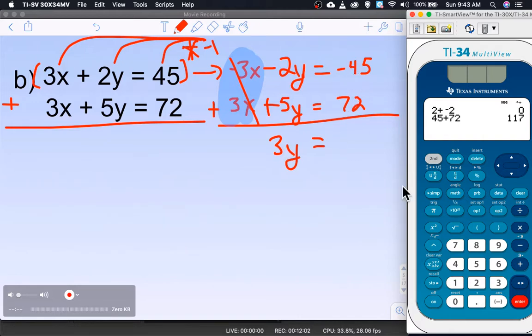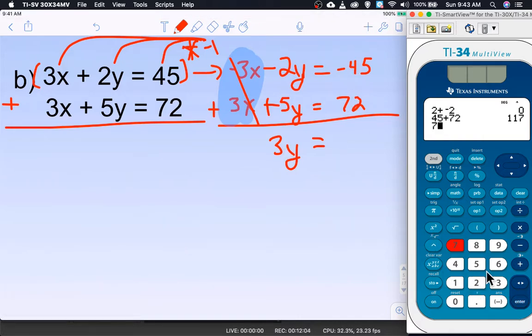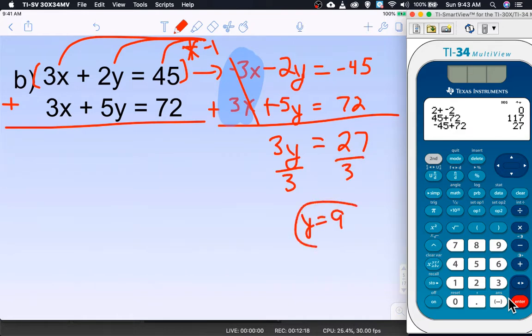And this is now going to be negative 45 plus 72 is 27. I can solve that equation pretty easily. If I divide by 3 on both sides, y equals 9. I have now found the y coordinate of my solution. Something comma 9. 9 is the y value.